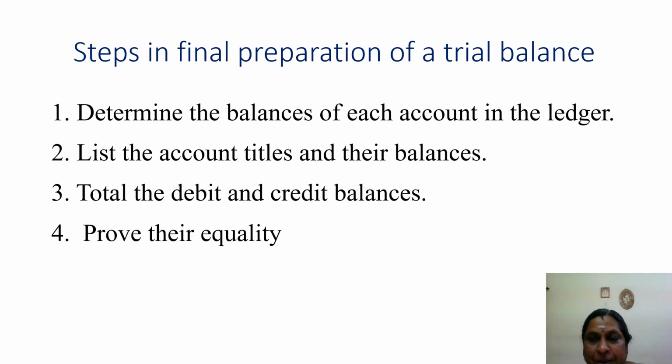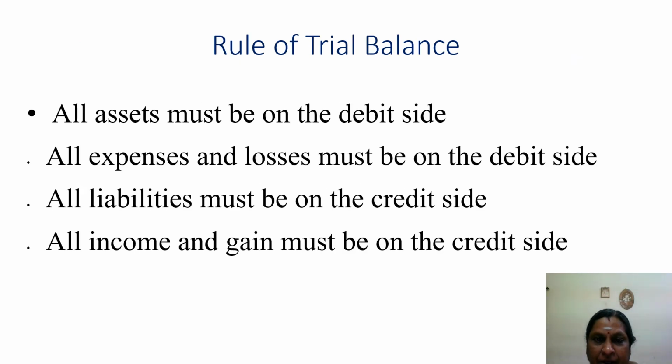Now the steps in the final preparation of a trial balance. Determine the balances of each account in the ledger. List the account titles and their balances. Then total the debit and credit balances. Finally, they should be equal. The total of the debit and credit should be equal. So proving their equality is the last step.